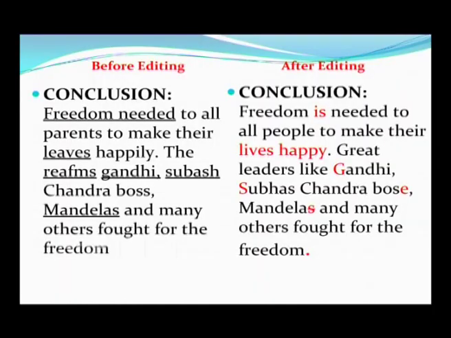In the last concluding paragraph: freedom needed to all parents to make their lives happily. The reforms Gandhi, Bose, Mandela's and many others fought for the freedom. See here, we have corrected some words here. Freedom is needed to all, not parents. It is people to make their lives happy. The reforms, not the reforms, Gandhi, Bose, Mandela and many others fought for the freedom. This is the final sentence.